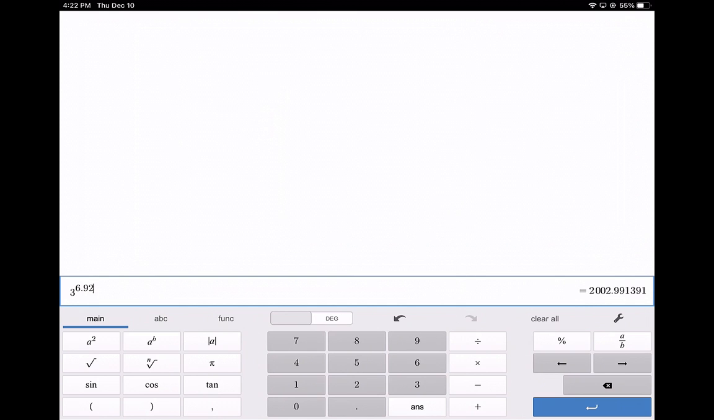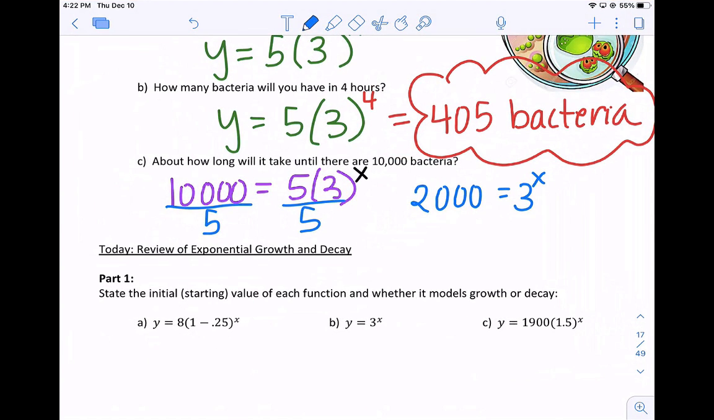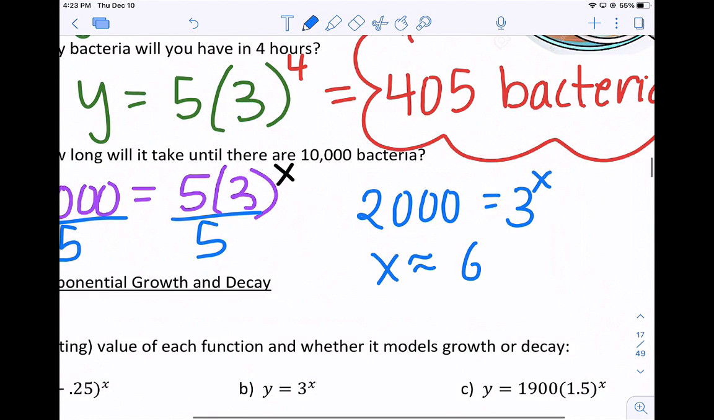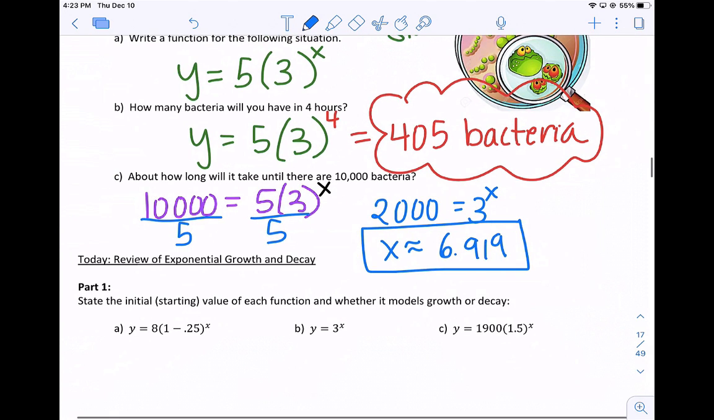Look, it's 2002. So I'll go a little bit lower. I need to go a little bit higher. These are getting closer. Oh, and that's pretty close, right? That's the 2,000. So I'm going to say about 6.919 hours. All right, so let's write that down. So by guess and check, we figured out that if x is about 6.919 hours, then we get pretty close to the amount of bacteria that we're looking for. So this is time.